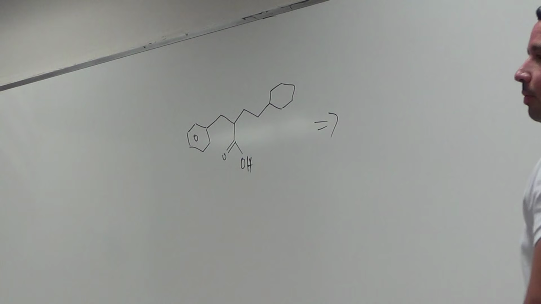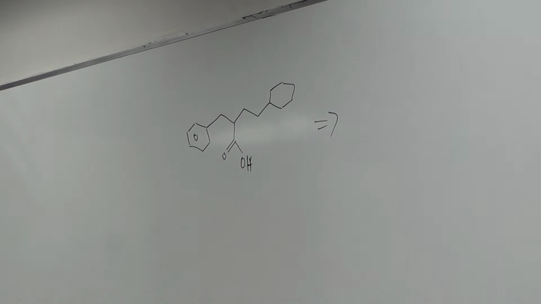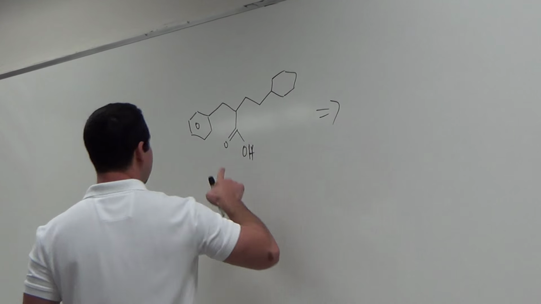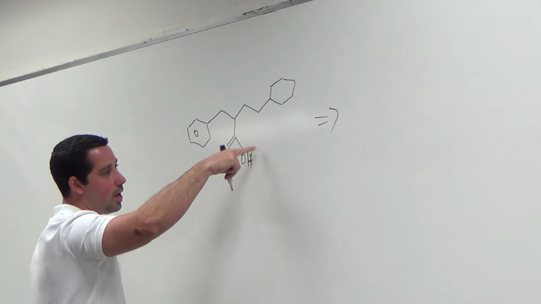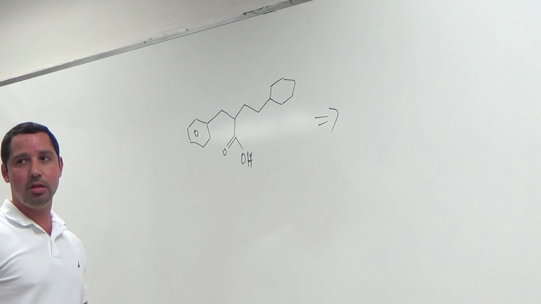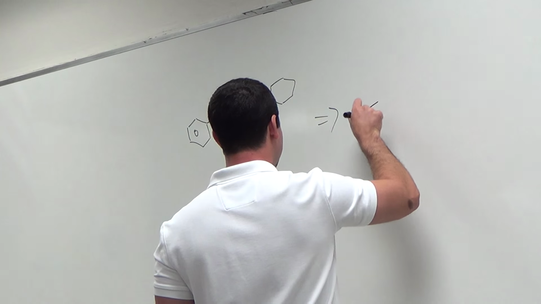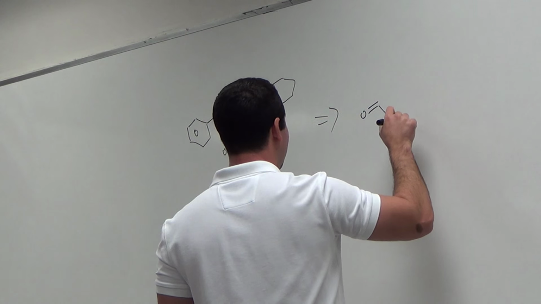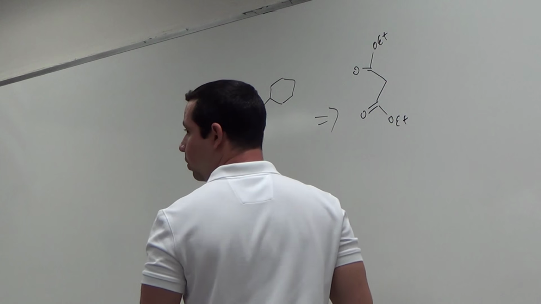Where did that come from? That came from, let's say I wanted to make this from malonic ester. Where did that come from? Here is the carbon that is next to malonic ester, yes or no? The ester was converted to a carboxylic acid, so this would look like this. Yes, carbonyl. This is that ester. Yes or no? That's how that would look.